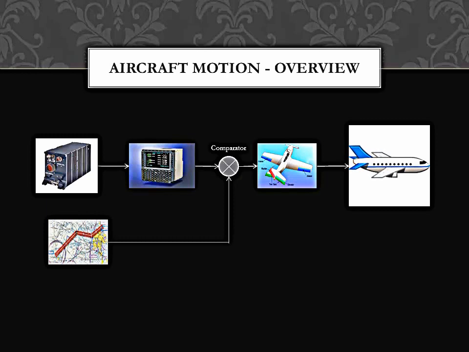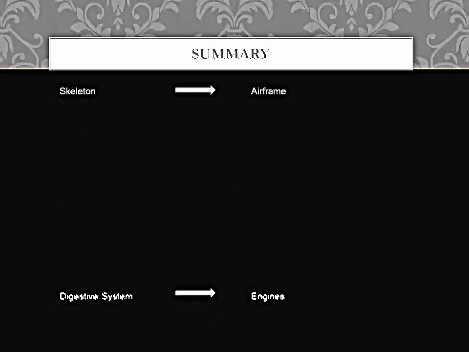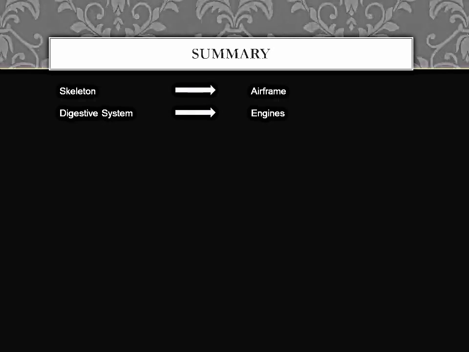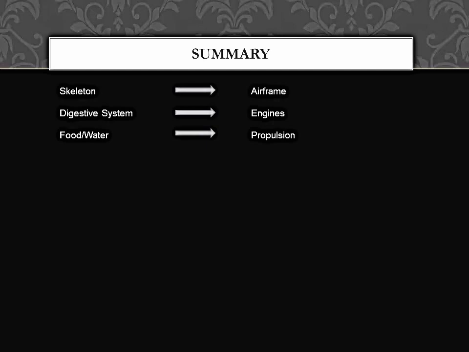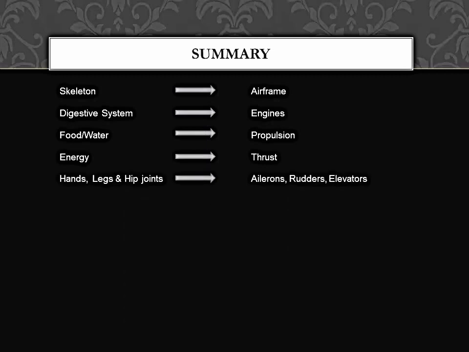Let me summarize this chapter for you. The human skeleton is equivalent to the airframe of the aircraft. The digestive system is equivalent to the engines of the aircraft. The food that we eat and the water that we drink are equivalent to the propulsion of the aircraft. The energy that we have to start moving and doing things is equivalent to the thrust that the aircraft has. The hands, legs and hip joints of the human body are equivalent to the ailerons, rudders and elevators. The route plan that we have in our mind is equivalent to the flight plan stored in the FMS.